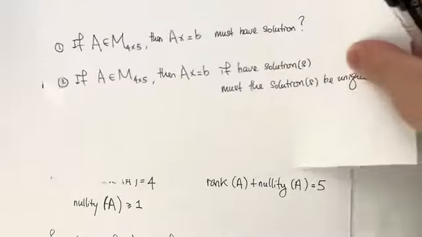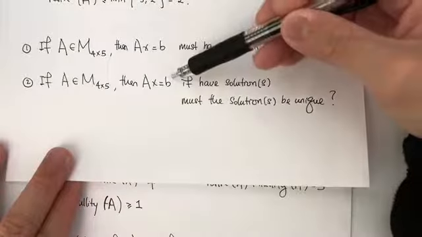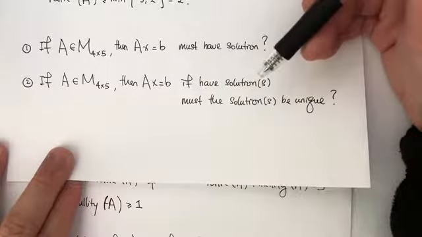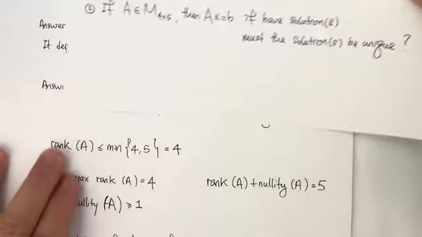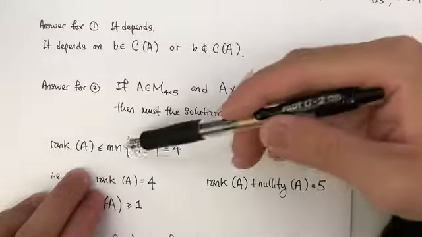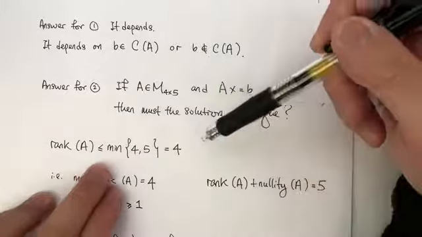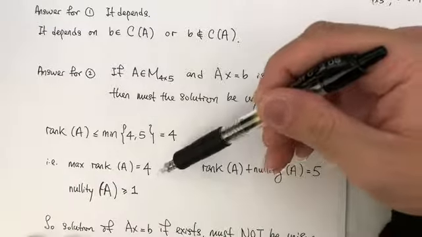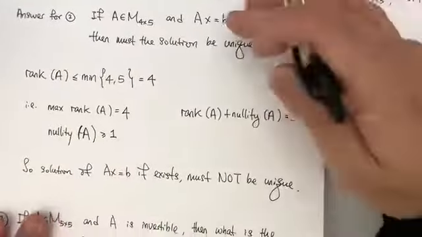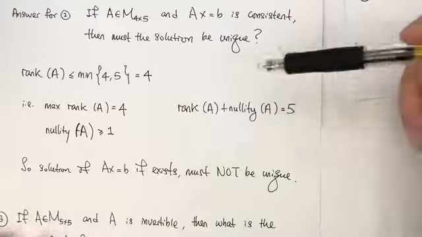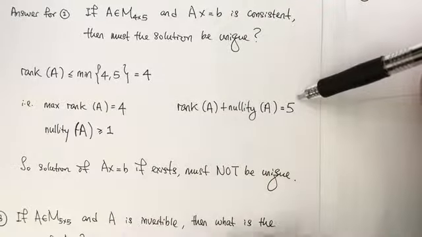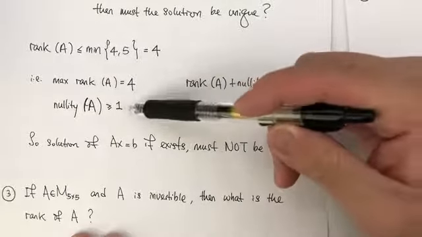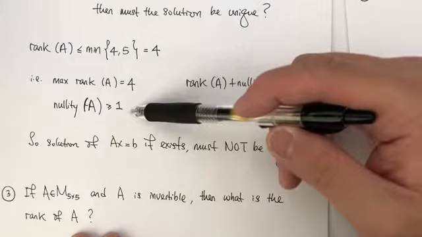The second question is assuming that B is in the column space of A, therefore the system has a solution. The question is whether there are infinitely many solutions or only one solution. The rank of A must be at most the minimum of these two numbers, which is 4. So the maximum rank is 4, and rank and nullity have to add up to 5, which means the nullity of A cannot be 0. It has to be at least 1.